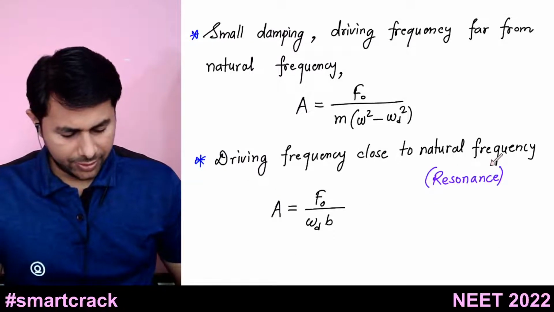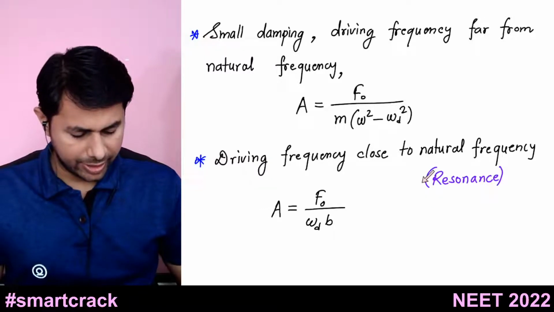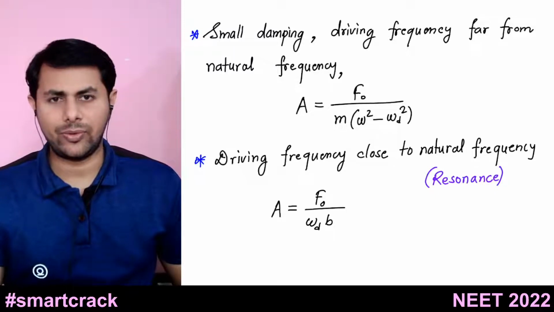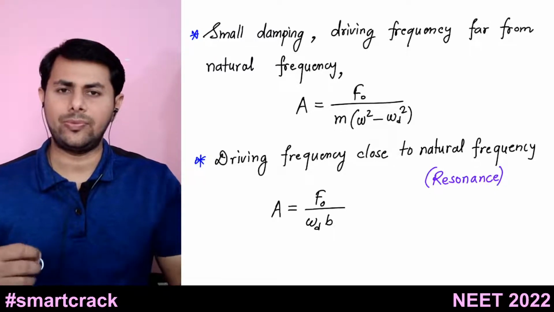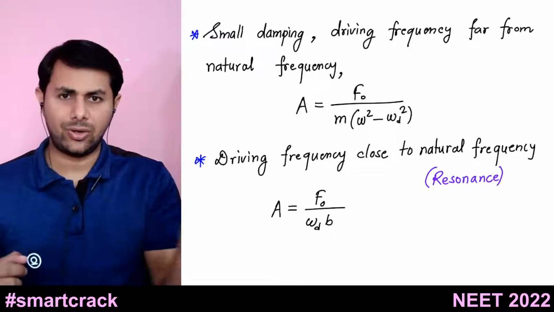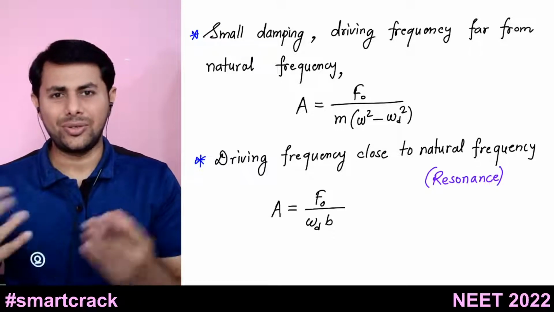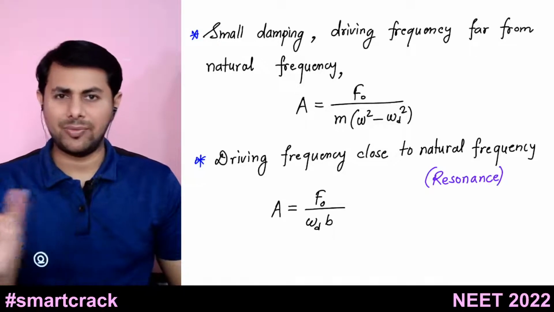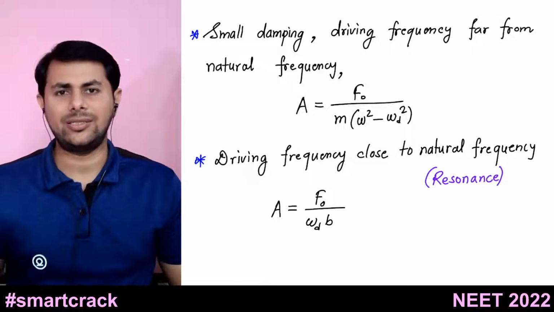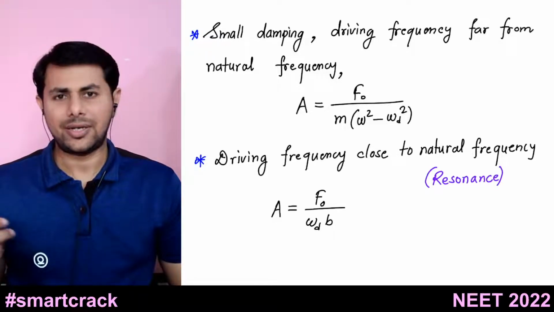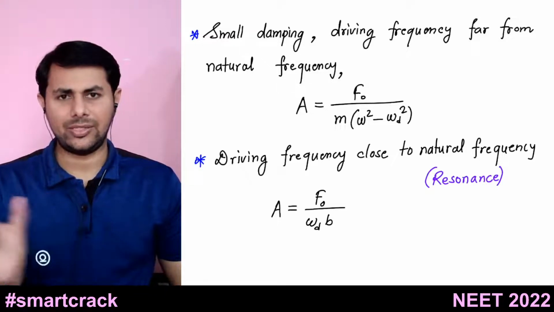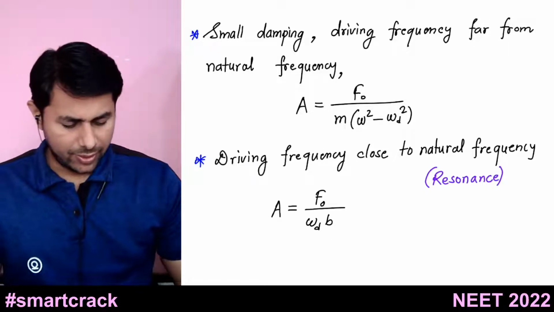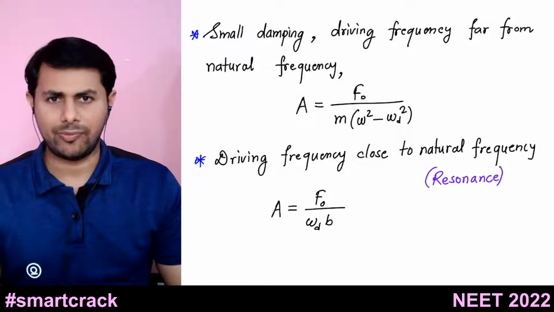If driving frequency is close to natural frequency, this is a particularly important case. If driving frequency is close to the natural frequency, then what will happen? That means the frequency of the external periodic force oscillating that block is close to the natural frequency of oscillation. Then the block will oscillate with the maximum possible amplitude, and this case is known as resonance. So when the driving frequency matches the frequency of the oscillator, this case is known as what? Resonance.